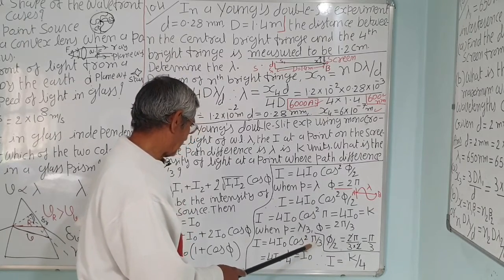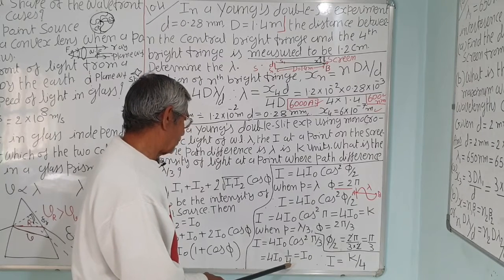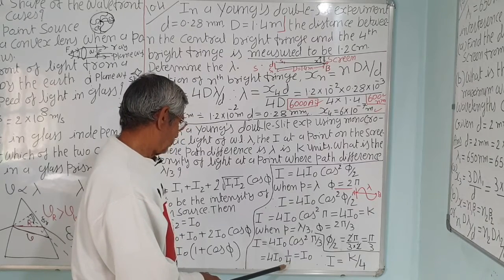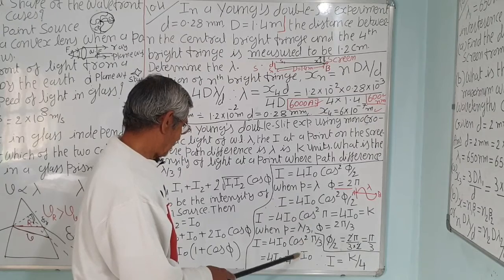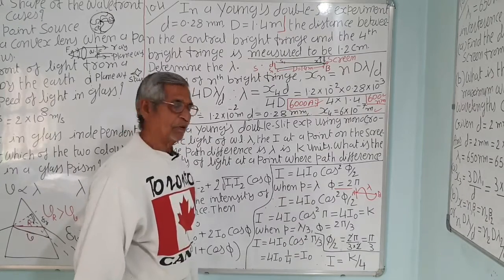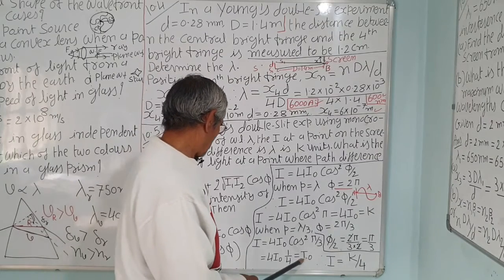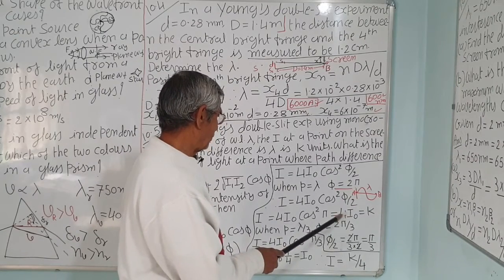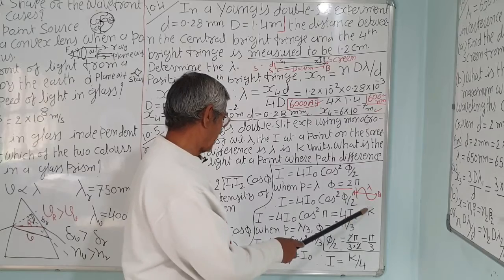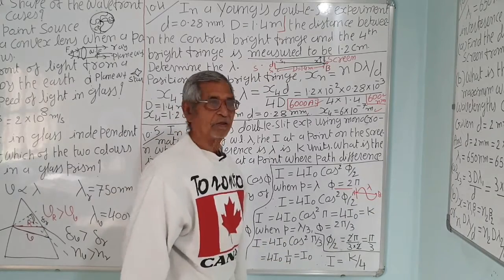Cos 60 is half. The square of the half is 1 by 4, so that is 4 cut. So I is equal to I0. What is I0? 4 I0 is k, so I0 is k by 4. That is, the answer is k by 4.